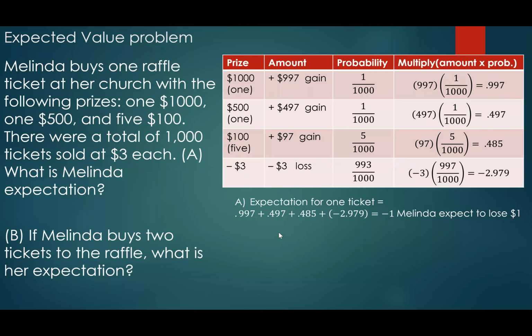Okay. And again, if you buy 1 ticket, you expect to lose $1. If you buy 2 tickets, you expect to lose $2. If you buy 3 tickets, you expect to lose $3. If you buy the whole 1,000 tickets, you expect to lose $1,000. Okay, so that's what the problem says: if Melinda buys 5 tickets for this raffle, what is her expected value? Well, her expected value is basically multiplied by how many tickets she has. So if 1 ticket is -1, if she buys 5 tickets, that would be -5, which is -$5. You expect to lose $5.